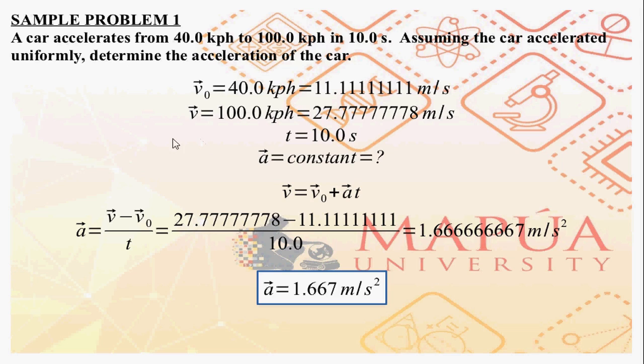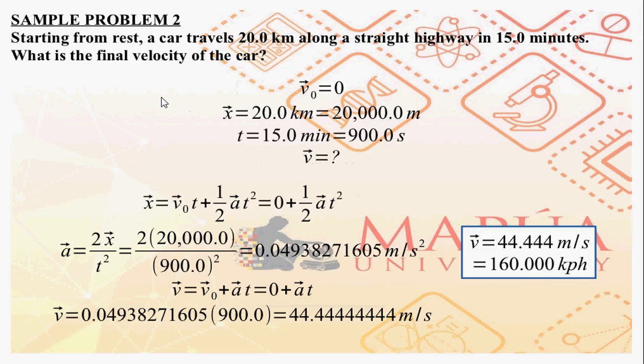Moving on to the next example, you have sample problem 2. Starting from rest, a car travels 20 kilometers along a straight highway, so along a straight line, in 15 minutes. What is the final velocity of the car? Initial velocity: the problem tells you it starts from rest, which implies the initial velocity is 0. The car travels 20 kilometers, so the distance traveled, the displacement, is assumed to be in the positive direction.